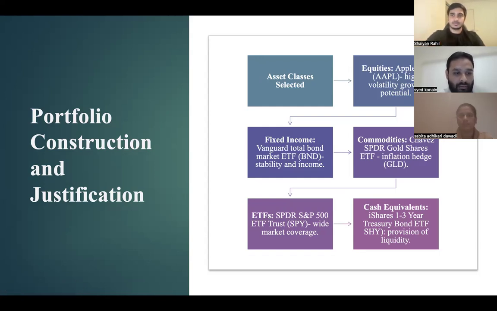With fixed income, such as the Vanguard Total Bond Market ETF, there are consistent streams of income. We added commodities through the SPDR Gold Shares ETF, which appears to be a reasonably efficient inflation hedge. The SPDR S&P 500 ETF Trust covers a wide market spectrum, and cash equivalents via the iShares Treasury Bond ETF secure maximum liquidity to take care of short-term commitments.